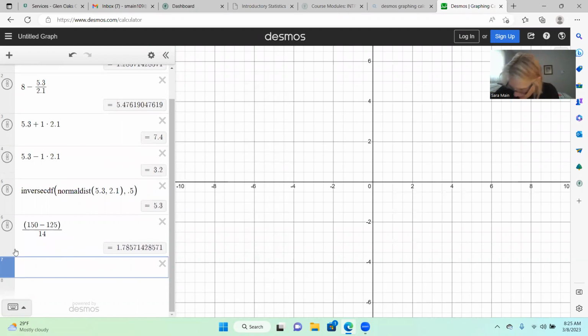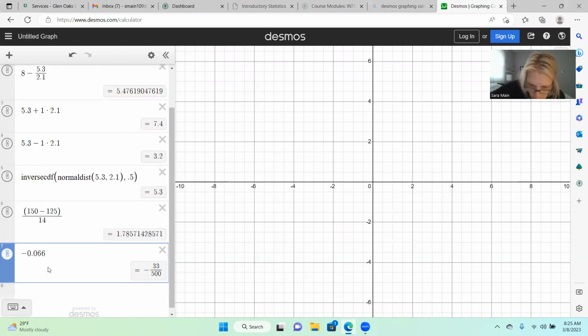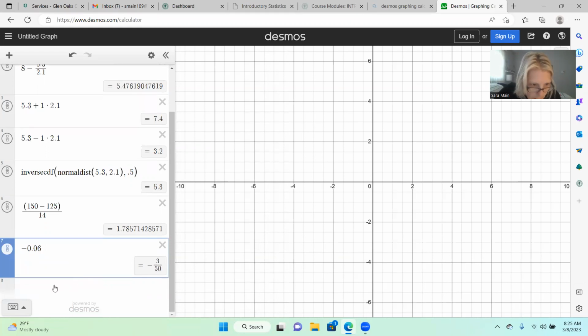And a negative 0.066. I'm going to just see what that fraction comes out to be. So 33 over 500. So it looks like it's 3 over 50 or so. So, okay. Let's put in our system of equations.